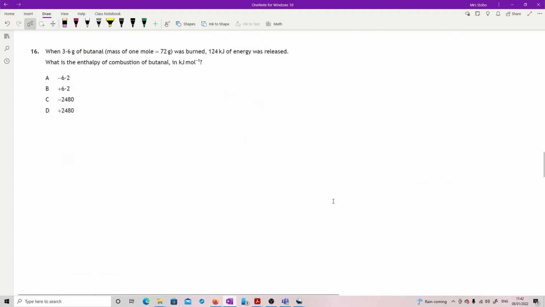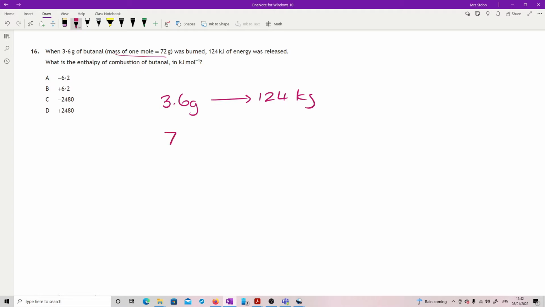Okay, 16. Bit of a gift, frankly. When 3.6 grams of butanol is burned, 124 kilojoules of energy is released. What is the enthalpy of combustion of butanol in kilojoules per mole? It tells you the mass of one mole is 72 grams. So I'm literally just going to have to do proportion. So 72 divided by 3.6 times 124.